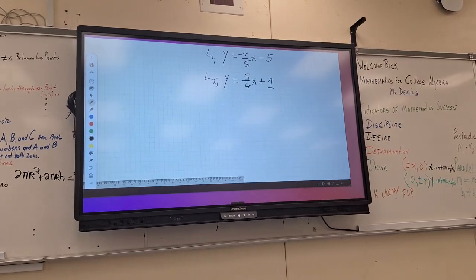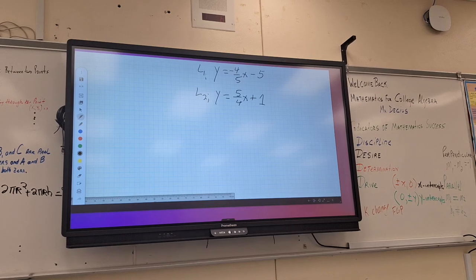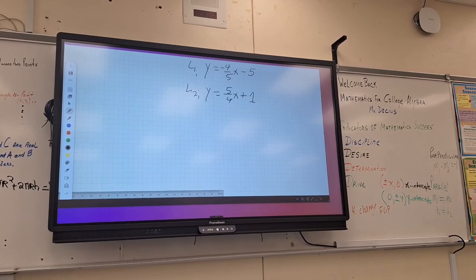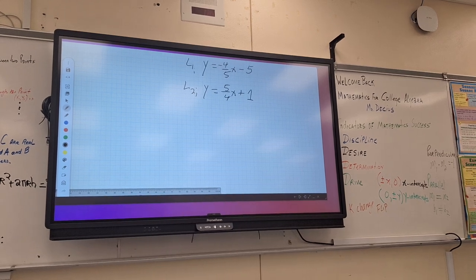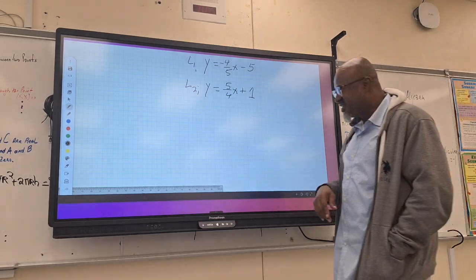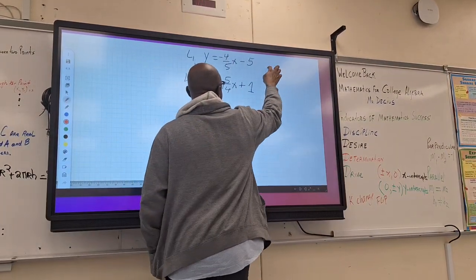Parallel, they must have what? Same slope, different y-intercept. Perpendicular, if you multiply the two slopes, the outcome must be equal to what? Negative 1, or they are opposite reciprocals of one another. So let's identify the slope first.